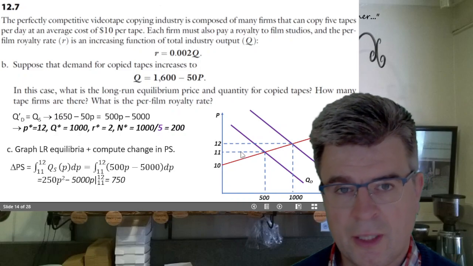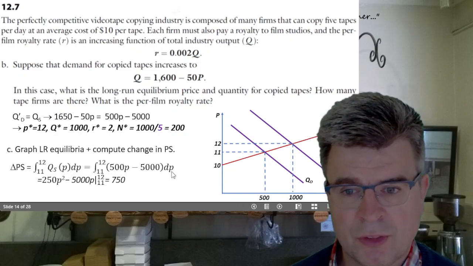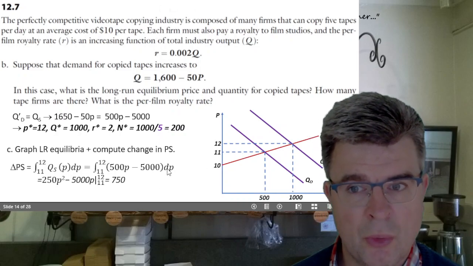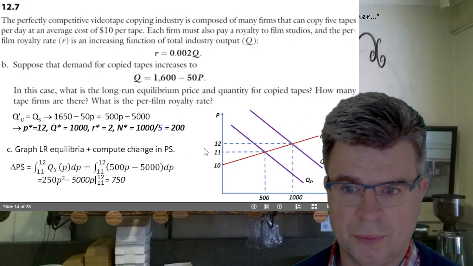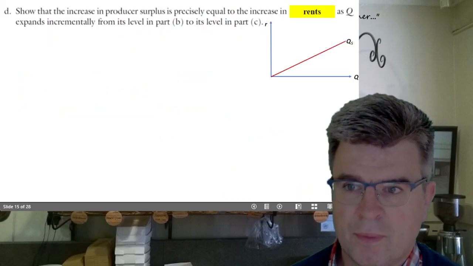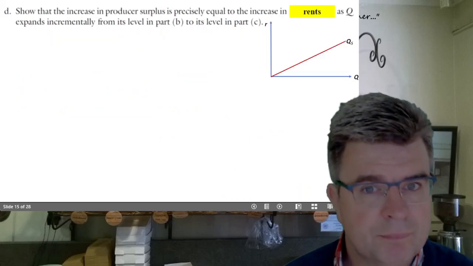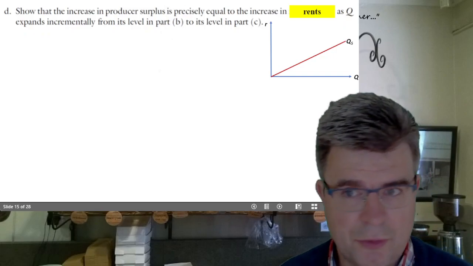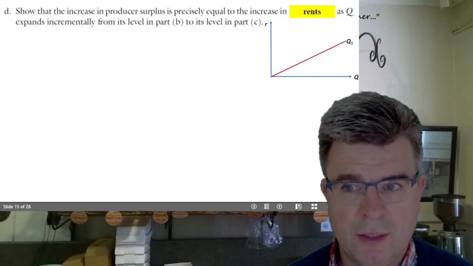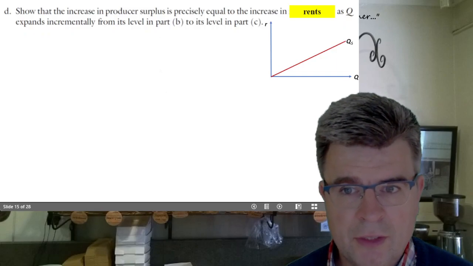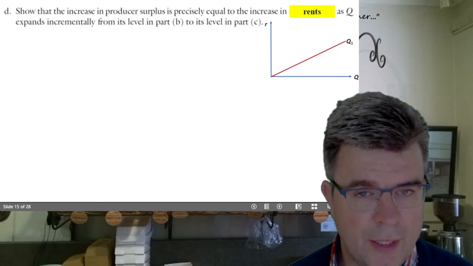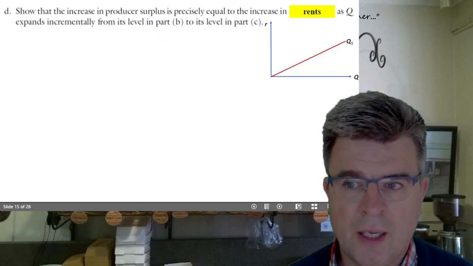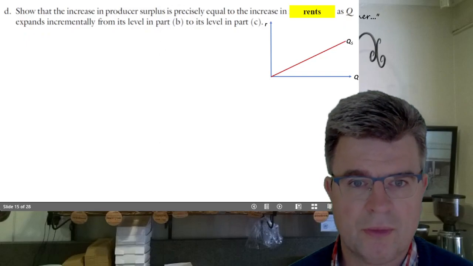And then the question is, okay, who benefits? Does this increase in producer surplus go to the videotape copying industry or to the film studios? And that leads to question D, because suppose that we show that the increase in producer surplus is precisely equal to the increase in rents as the quantity expands incrementally from the level in part B to its level in part C.